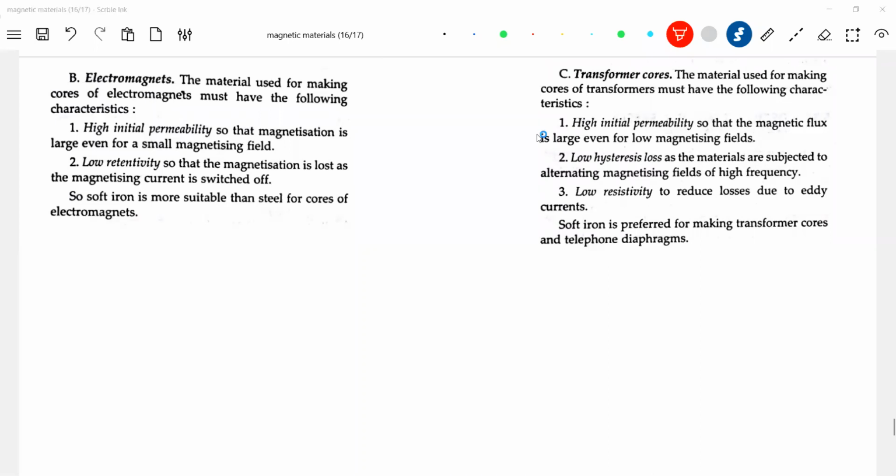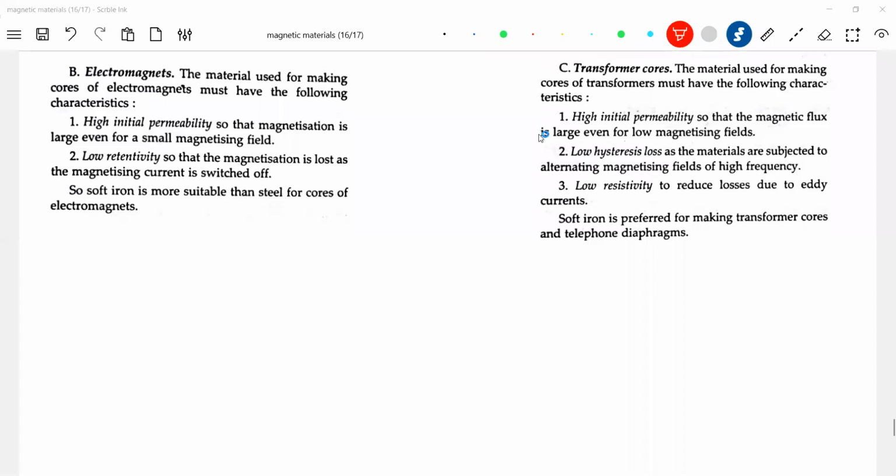Now, for an electromagnet, the basic necessity is that when you are using it, the material should behave like a magnet, and once you stop using it, it should not. When current is flowing, it should behave like a magnet; once the current through it is zero, it should not. So for that, it should not retain any magnetization. So low retentivity.